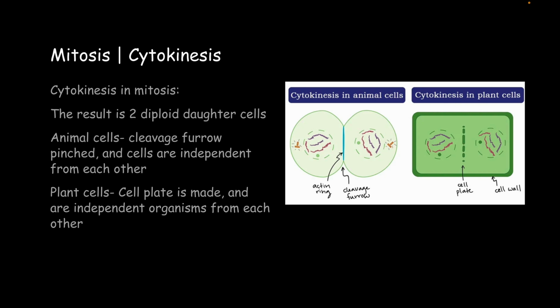This is a very interesting thing that I find extremely fascinating. How a cell can really just do this. It's just so odd to me. In mitosis, we're going to have two diploid daughter cells at the end. We'll see in meiosis it's a little bit different.